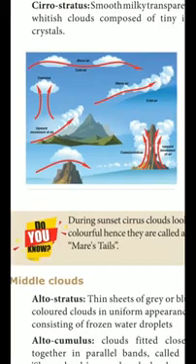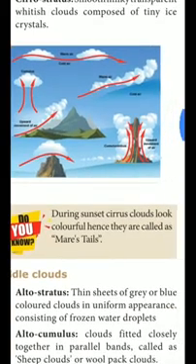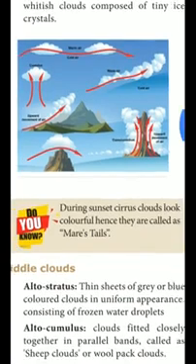Okay, students. Next one: during sunset, cirrus cloud look colorful. Hence, they are called Mare's tails. Okay, Mare's tail. It looked like a female horse's tail. So that only it is called Mare's tails. So after sunset, how this cirrus cloud looks means it will be colorful. So it is called Mare's tails.